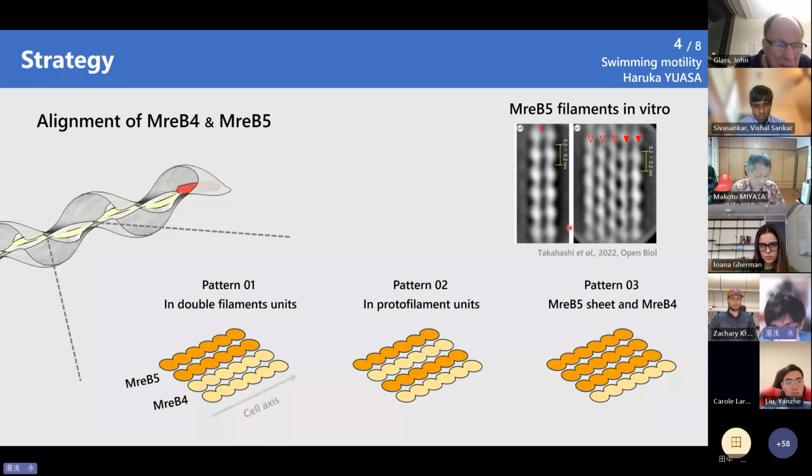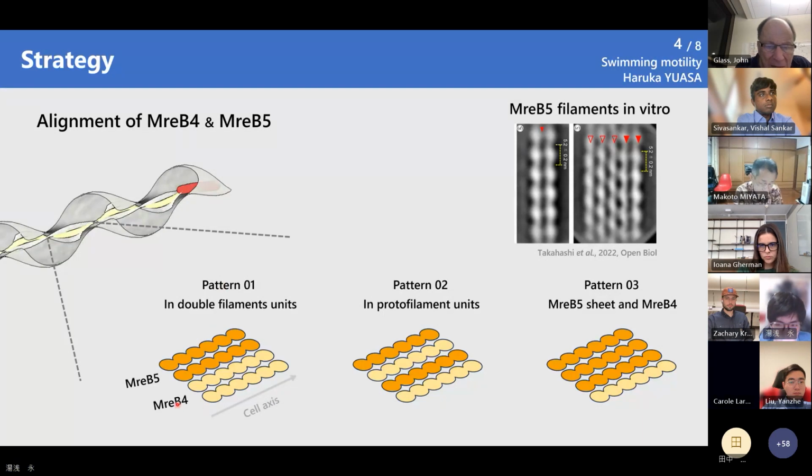Please see this slide. This is MreB5 filaments in vitro. MreB5 makes an anti-parallel double filament, and it makes a sheet-like structure. And in the spiroplasma, there are filament structures like this in the cell. So from these characteristics, there are many possible patterns of MreB alignments.